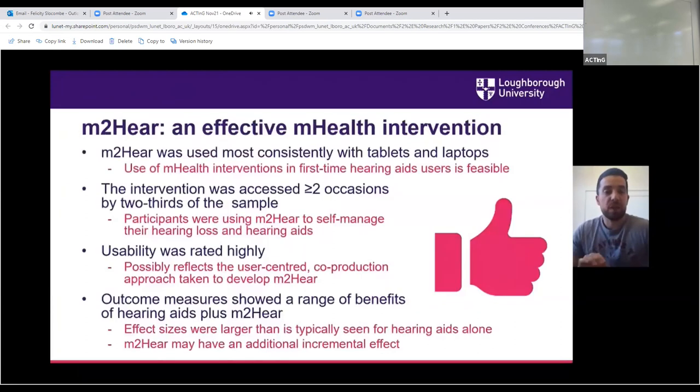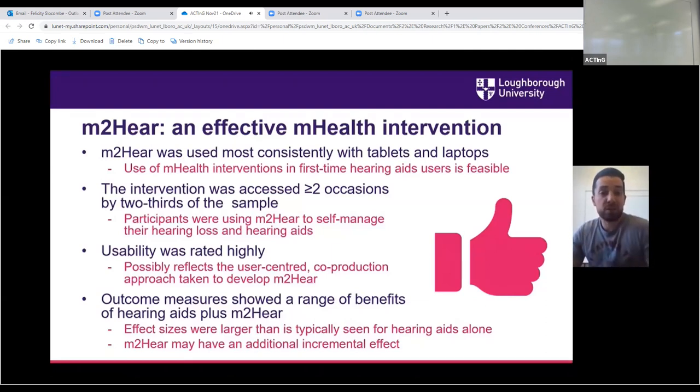So just to conclude then, what we've shown here is that M2Hear, which is delivered by mobile technologies, is an effective mHealth intervention. So during our feasibility study, we were able to show that it was consistently used on tablets and laptops, suggesting that mHealth interventions are suitable in first-time hearing aid users and are certainly feasible in terms of acceptability. The intervention was also accessed on many different occasions by over two-thirds of the sample, suggesting that participants were going back to the M2Hear resource in order to self-manage their hearing loss and their hearing aids.